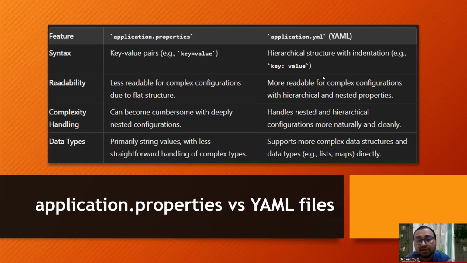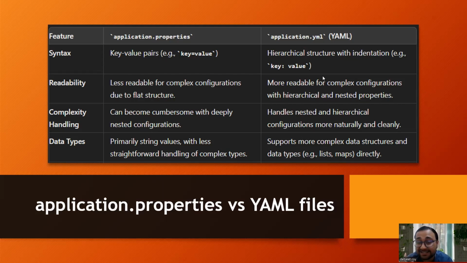Okay, so application.properties is less readable for very complex configuration because the structure becomes very flat, and if you are repeating the same kind of words again and again 10 times, it becomes very complex, right? But in case of YAML, you are writing the repeatable part only once, and non-repeatable parts you are writing across multiple lines with proper indentation. So there is a nested hierarchy which is going on.